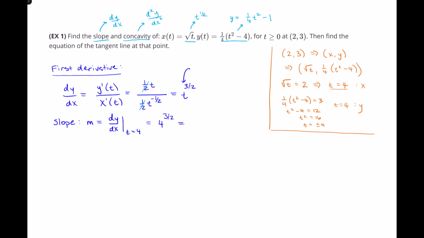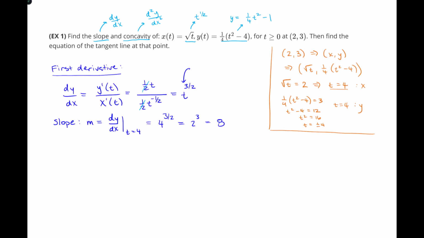And the denominator of 2 is a root. So that would be the square root of 4, which is 2. And then we take 2 to the 3rd power, which gives me 8. So the slope at this particular point is 8.